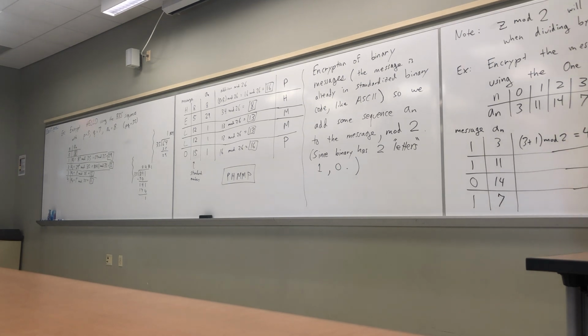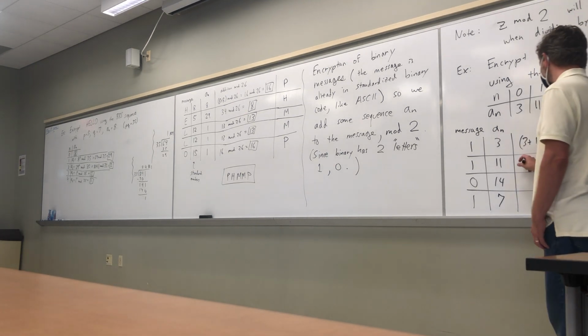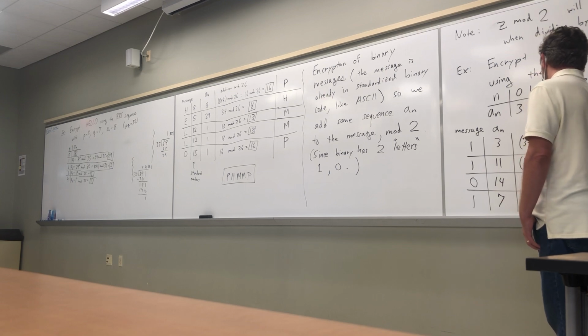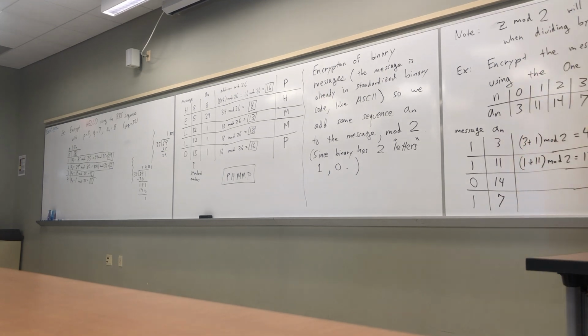So now it's tempting to go fast. You can tell when you add them together, it's pretty easy to see whether the remainder is a 0 or a 1. If it turns out to be an even number when you add it, it's going to be remainder 0. But I'll show some more work. 1 plus 11 mod 2 is equal to 12 mod 2 equals 0 because the remainder is 0.